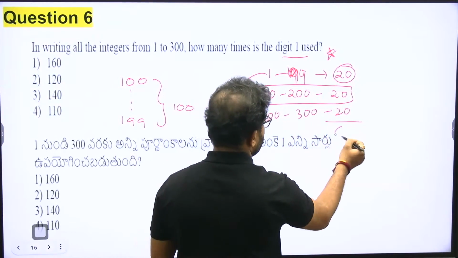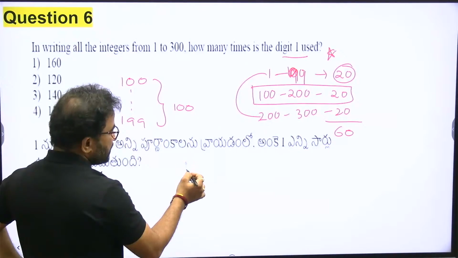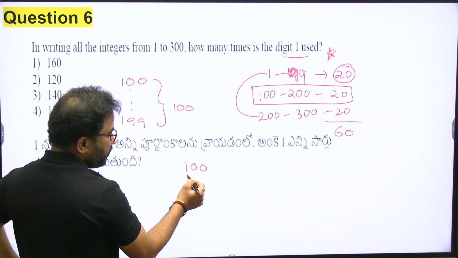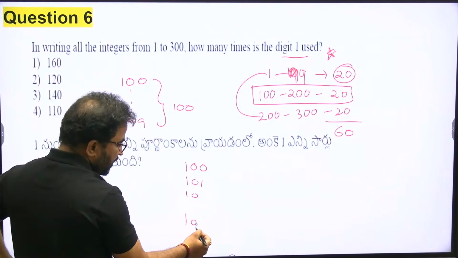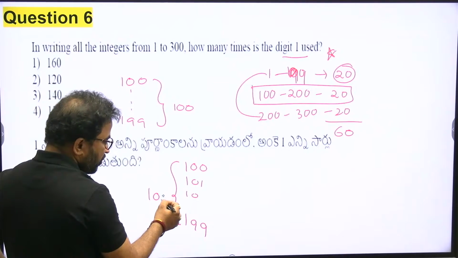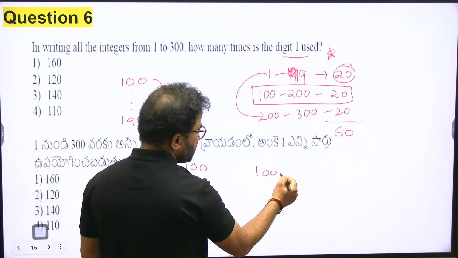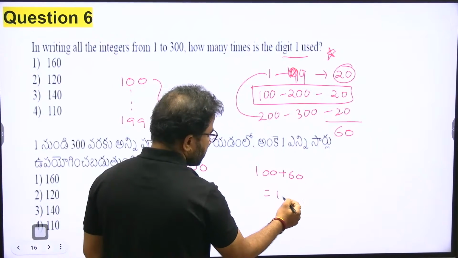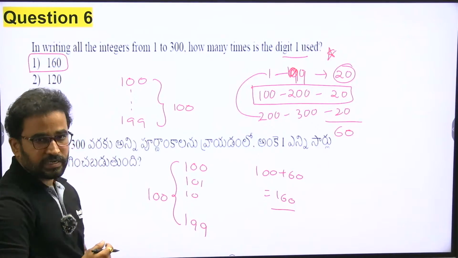How many times repeated here? 60 times. It means from 1 onwards, 1 is nothing but the 100 digit position, 1, next 101, 102, in this way up to 199, from the 100 digit point of view, how many times repeated here? 100. Already 60 plus 100 is nothing but this value is equal to how much here? 160. So the answer is equal to 160, the right answer.